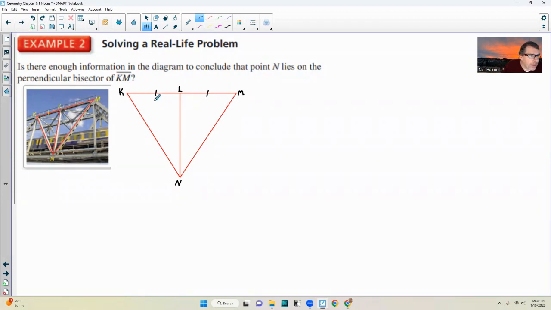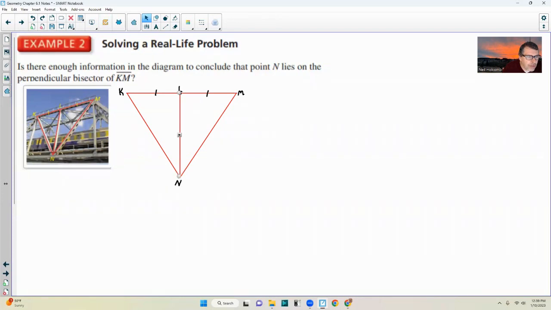So when I look at this, I have a congruent mark, so I do know that point L is the midpoint of KM. That I do know. But I am not told this is perpendicular. It says, is there enough information in the diagram to conclude that point N lies on the perpendicular bisector? And here's how I'm going to explain this. You cannot always tell if something's 90 degrees or not. So let's just slightly move this to, say, right there.